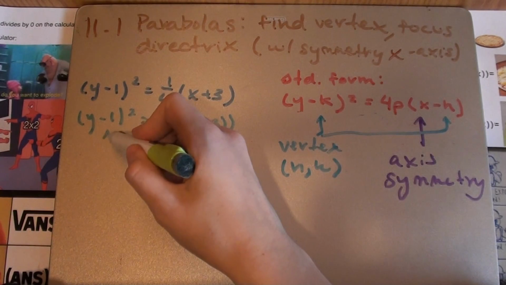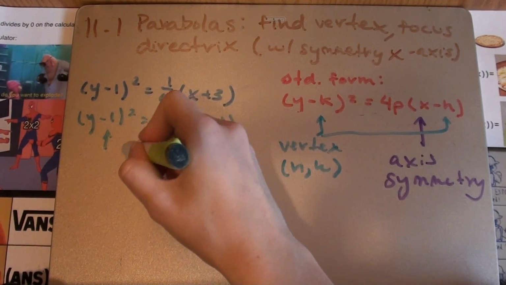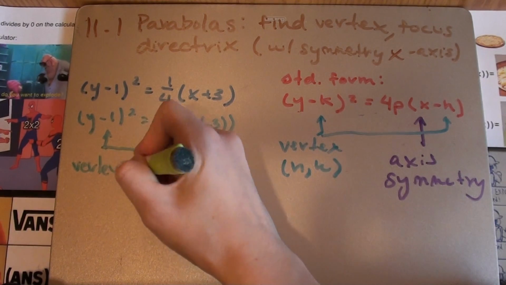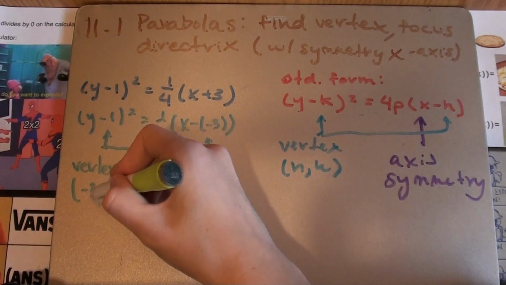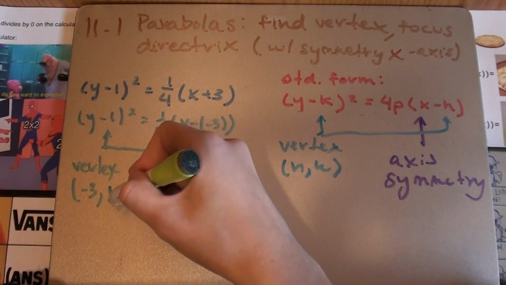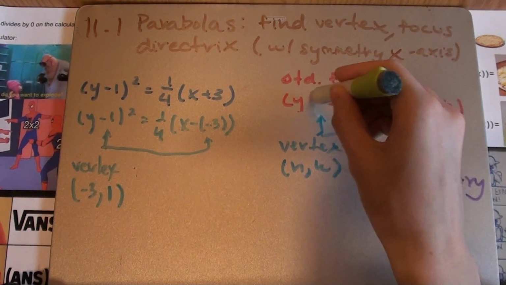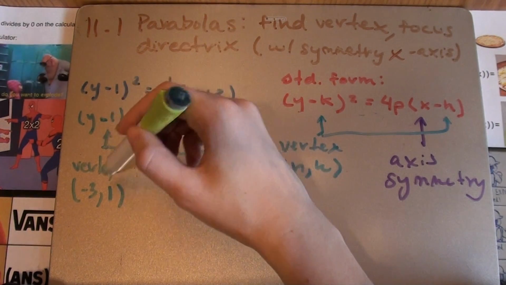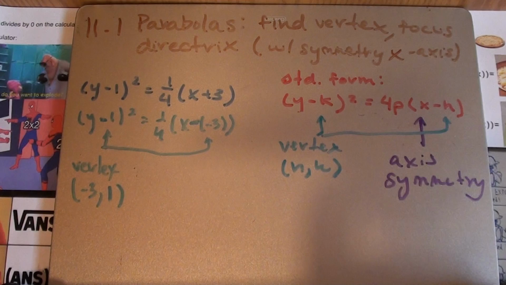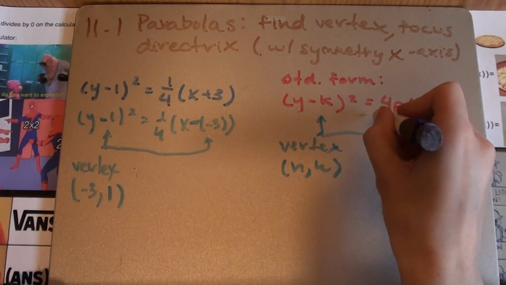So this really tells us our vertex, like we said. We know that our h is negative 3, and our k is just going to be 1, because we have subtraction going on here. So we can take our two numbers, our 1 and our negative 3, and those two make up our vertex. Now that we have our vertex, we can go about finding our focus and directrix. These two terms are given to us by this term right here. We have to look at our 4p.